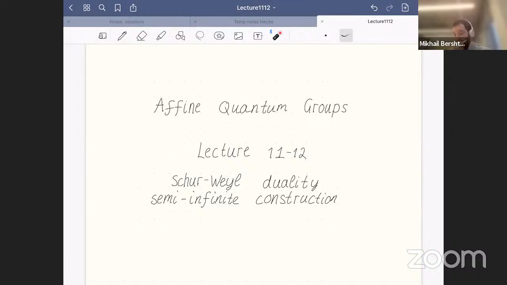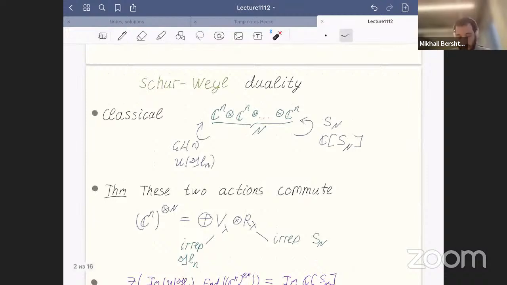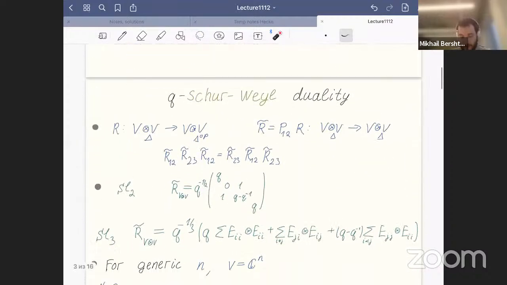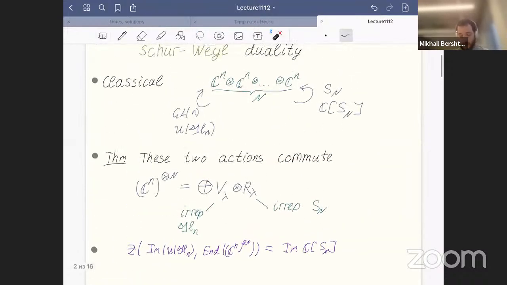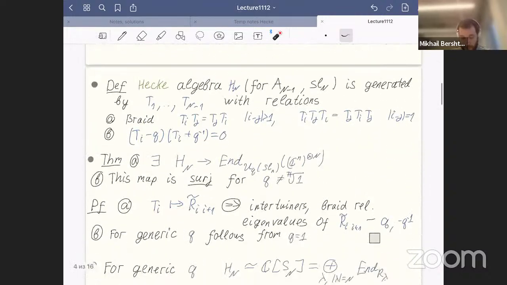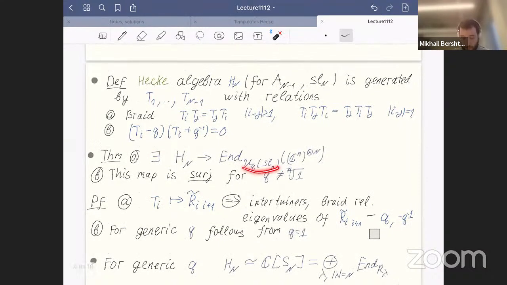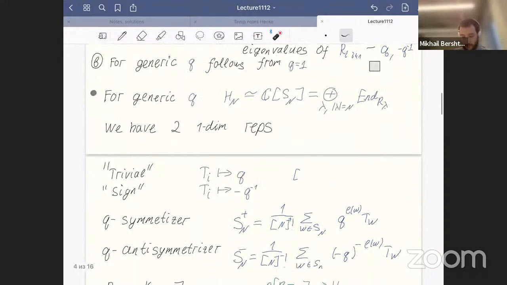Let me first recall where we are now. Last week we talked about Schur-Weyl duality. First of all, classical, then Q-deformed Schur-Weyl duality. So in the classical part, we have commuting action of the GL_N and symmetry group. In the Q-deformed situation, we have commuting actions of the quantum group and Hecke algebra. And then we move to the affine situation, and from the very beginning, Q-deformed.